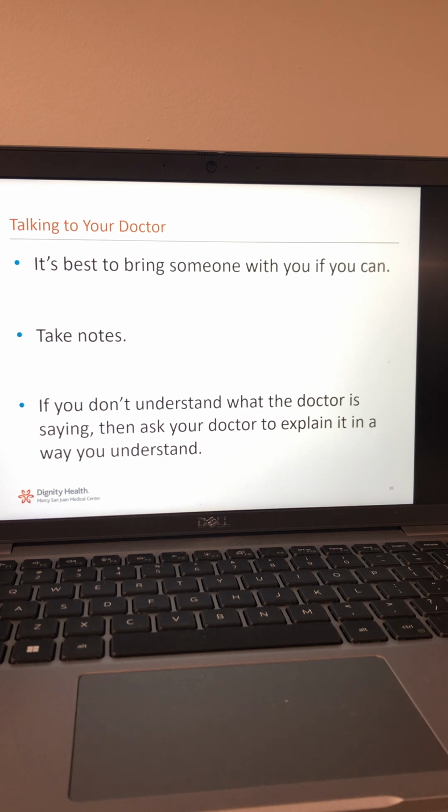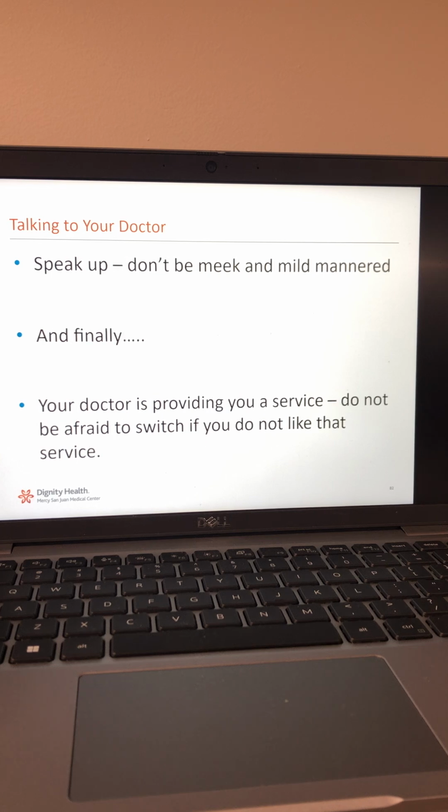It's best to bring someone with you if you can. Take notes. If you don't understand what the doctor is saying, then ask your doctor to explain it in a way that you understand. Speak up. Don't be meek and mild-mannered. If you don't understand it again, say, hey, tell me that in simple terms. And finally, remember that your doctor is providing you a service. Don't be afraid to switch if you don't like that service.